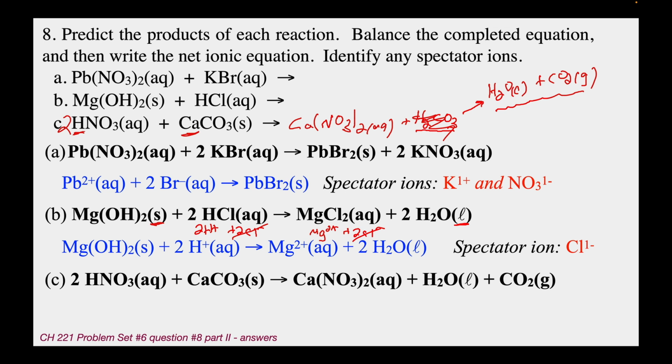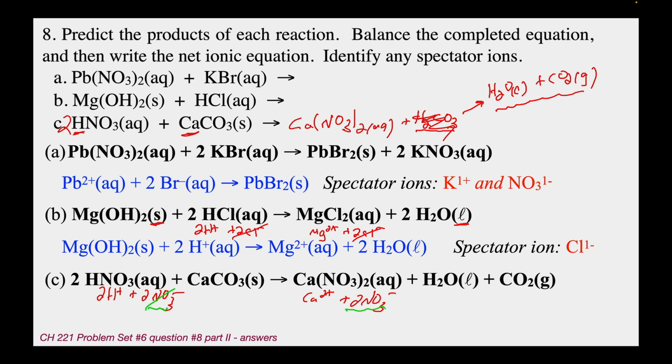Like before, break anything down that's aqueous, but leave the solids, liquids, and gases alone. So don't touch CaCO3, and don't touch the water. HNO3 would be 2H plus and 2NO3 minus. Calcium nitrate is also aqueous. That would break up into calcium ions and 2 nitrate ions. And lo and behold, 2 nitrate ions are on both sides, so nitrate here is going to be the spectator.